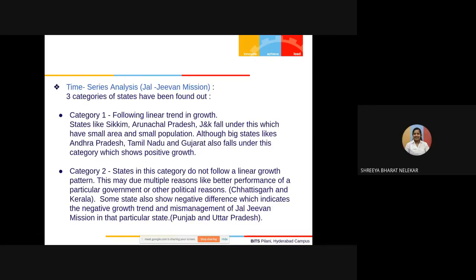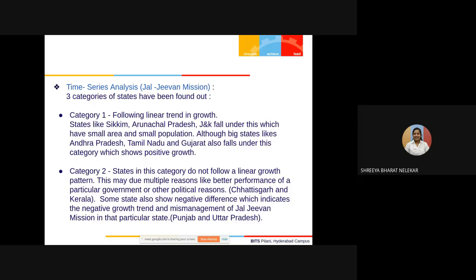So as analysis of Jal Jeevan Mission, we have implemented the linear regression technique wherein we have taken as input the target and population percentage and population in lakhs, and the output is the achieved percentage of the population. Based on the output of the regression model, we have divided it into three categories. The first is where the error is less than 1. So states like Sikkim, Arunachal Pradesh, Jammu and Kashmir, Tamil Nadu and Andhra Pradesh follow a linear trend in growth of Jal Jeevan Mission.